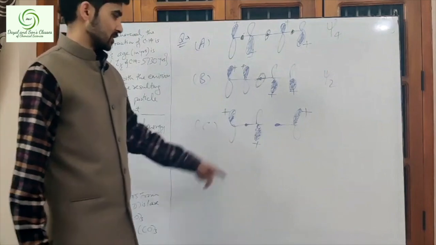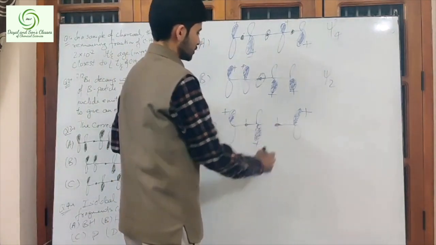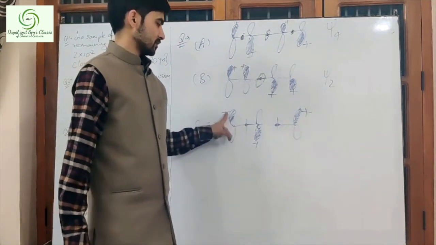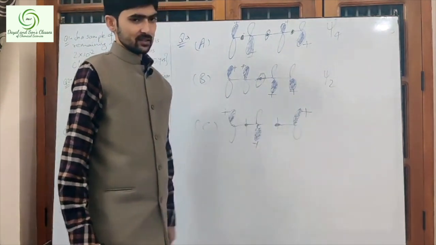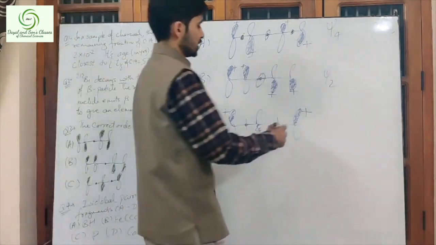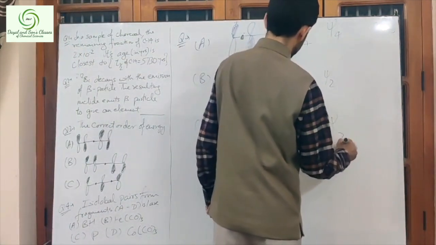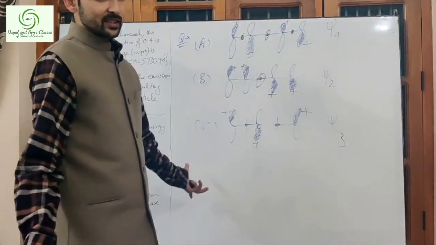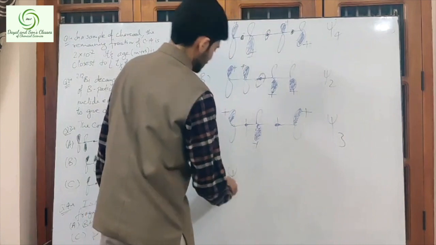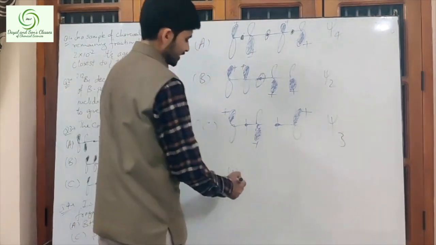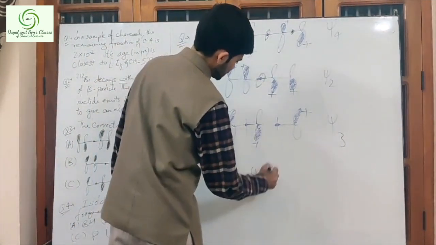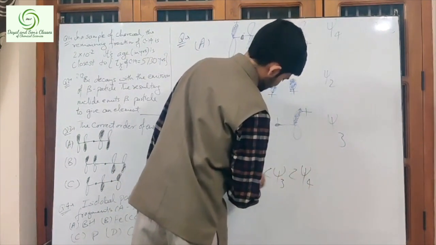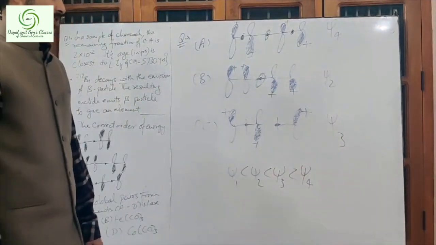Now we come to this. Here how many nodes do you have? 1, 2, plus plus plus. The sign is changing here. One sign change, second sign change. So there are 2 nodes. So 2 means psi 3. And now we know which energy level will be lower. What is the energy order? Psi 1 has the lowest energy, followed by psi 2, followed by psi 3, followed by psi 4. This is the energy order, right?